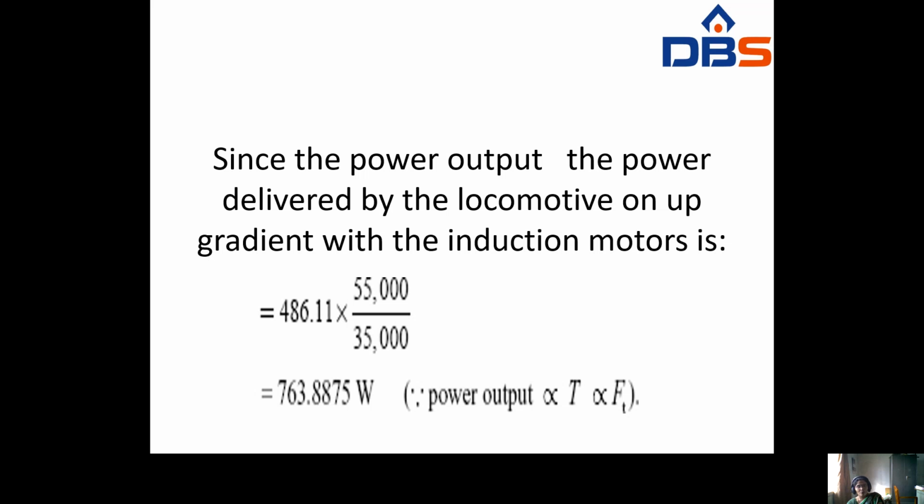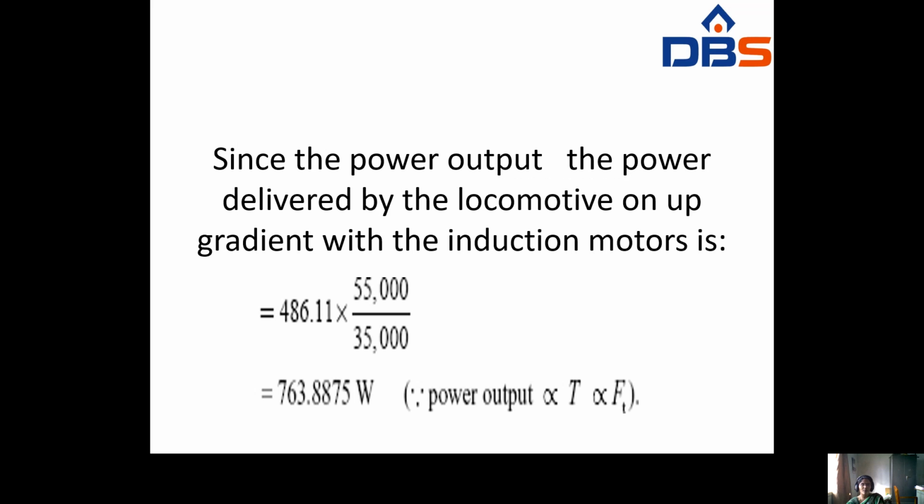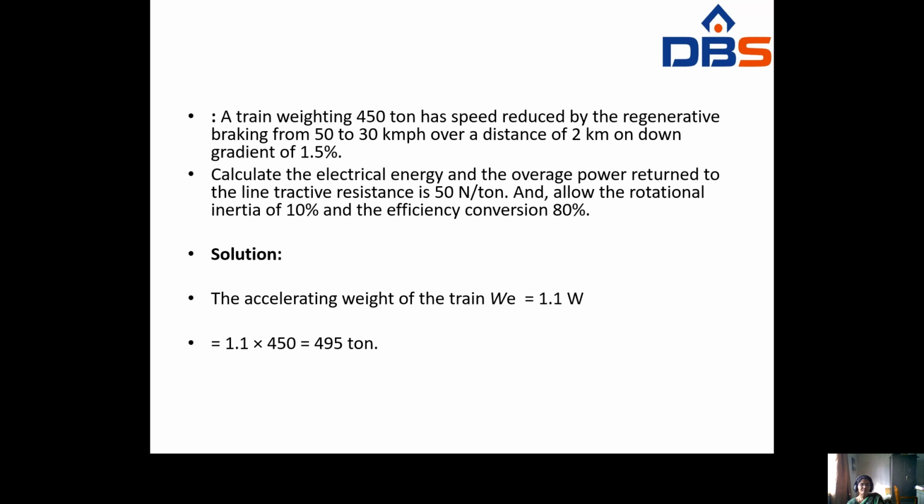So at that time here you can get the value of 763.8875 watts. So this is the power output delivered to the locomotive whenever the motor is an induction motor. So this is the solution of this problem. Next we have to see another problem.